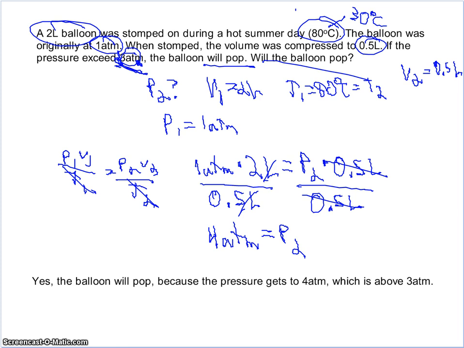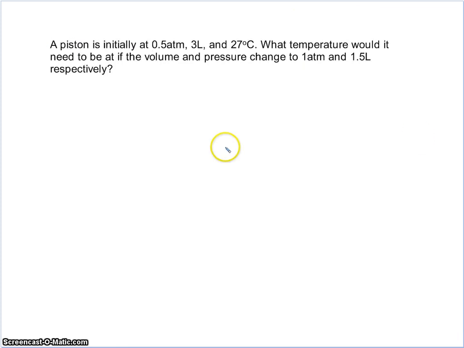All right, let's look at the next one. Next example here. A piston is initially at 0.5 atm, 3 liters, 27 Celsius. Warning, warning, must convert. Add 273 to get Kelvin. It's got to be proportional. They've got to have the same zero so that it's directly proportional. So that gives us 300 Kelvin. At least it's a nice number.